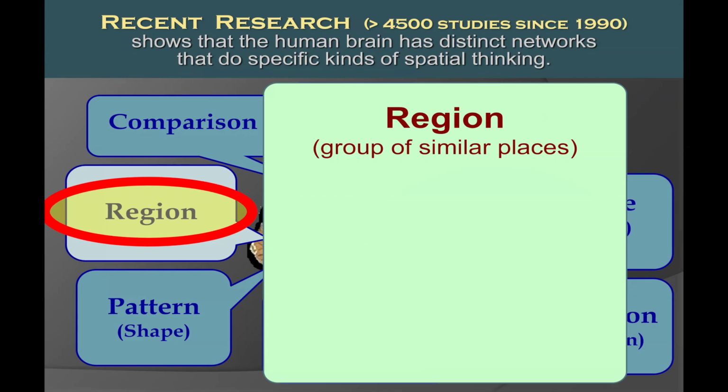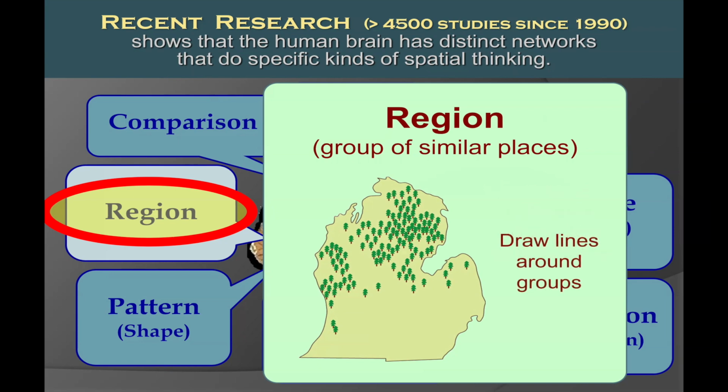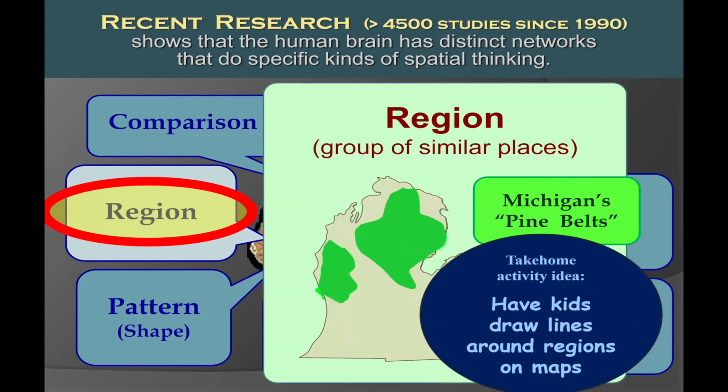A second network is grouping things together into similar places. If you take wherever surveyors found pine trees in Michigan, back when they were doing the survey in the 1830s, like that, and then draw a line around the groups of pine trees like that, this is the kind of map that you're likely to see in a textbook about Michigan's pine belts. And it's very helpful to have kids draw lines around regions on dot maps like that, because it will help them understand how a map like this was made.